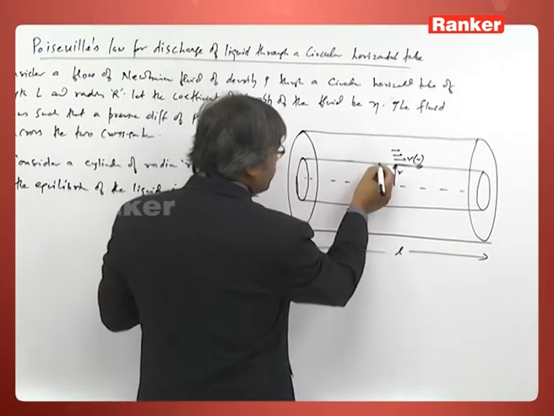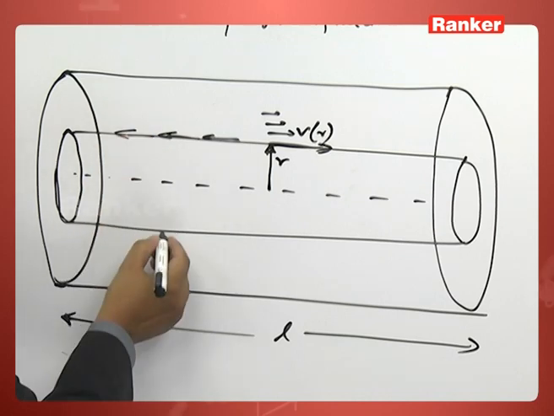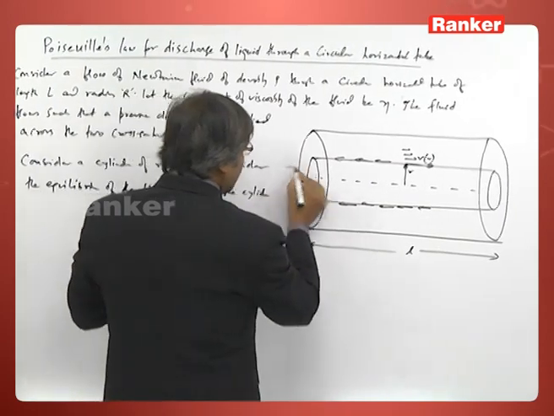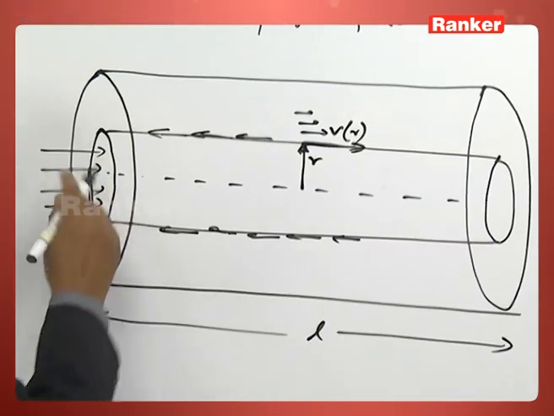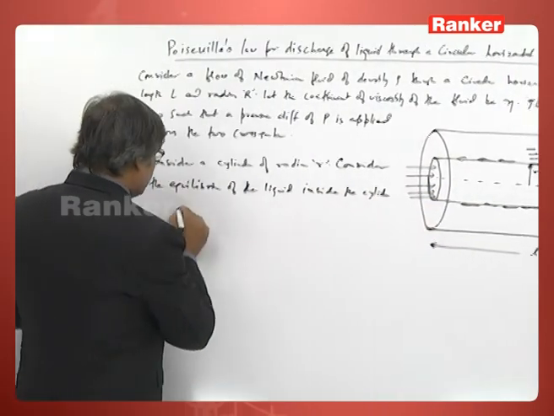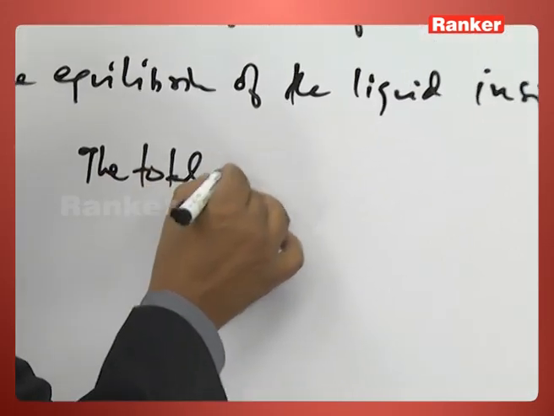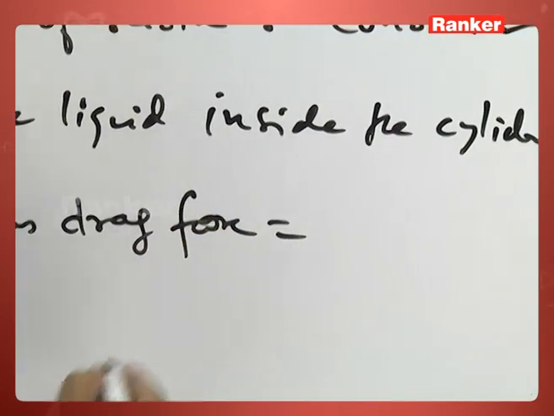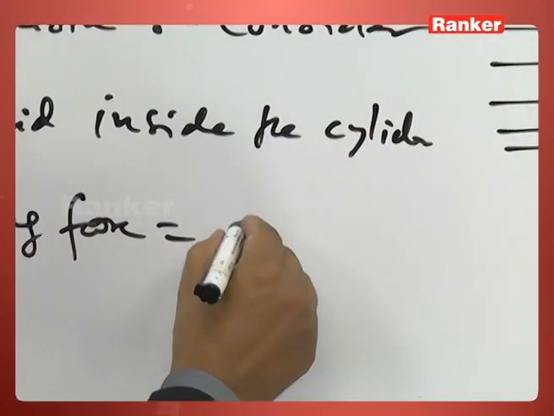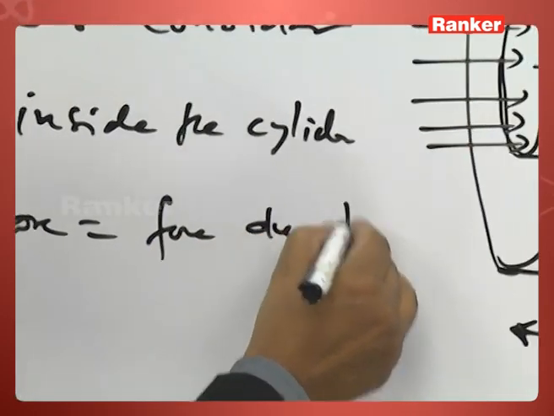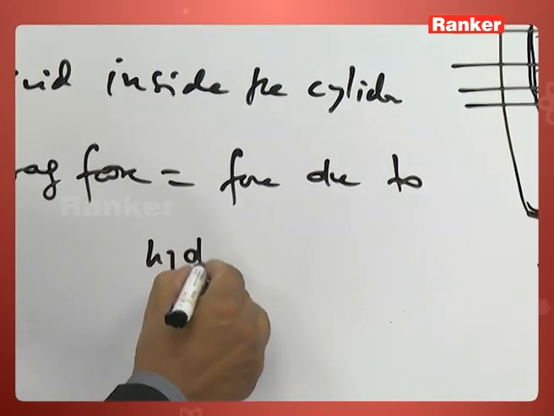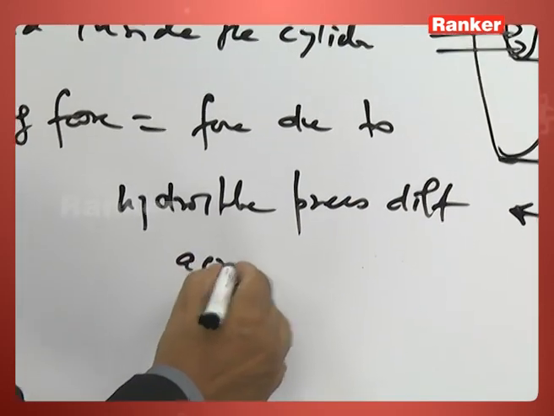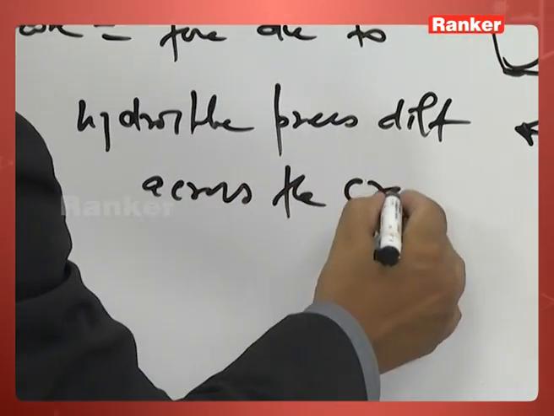So the total drag force, in this direction there is a viscous drag force acting. The viscous drag force is equal to the force due to the hydrostatic pressure difference across the cross sections.